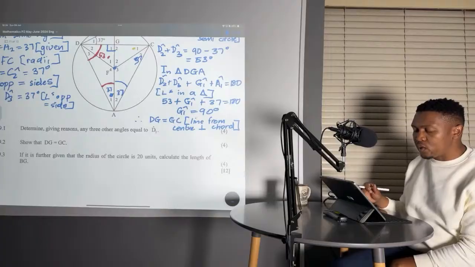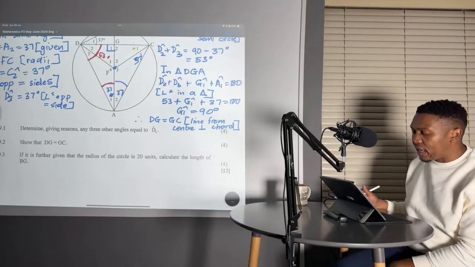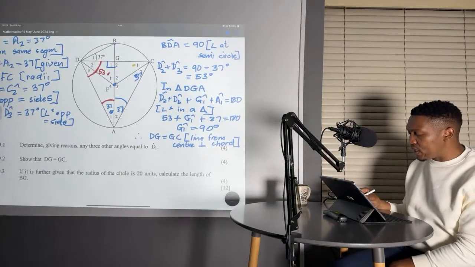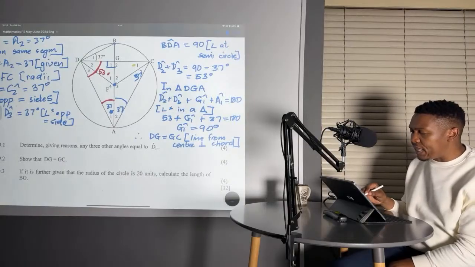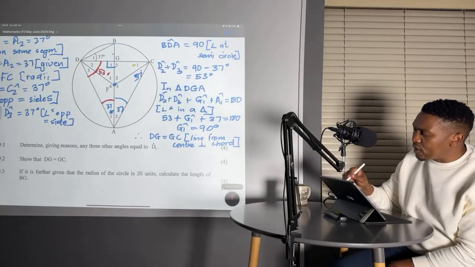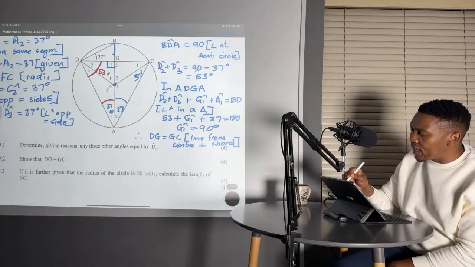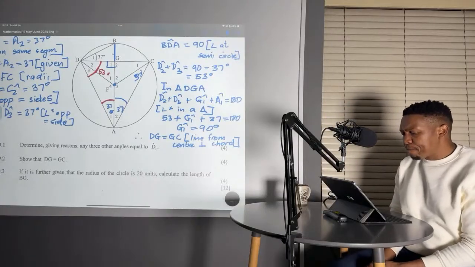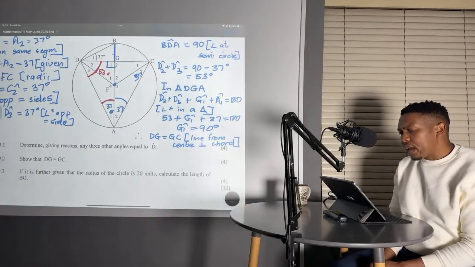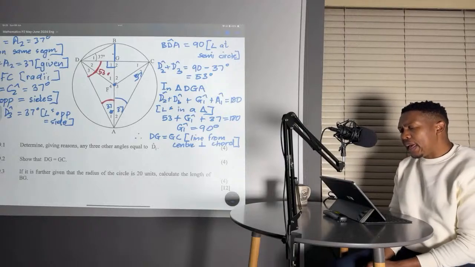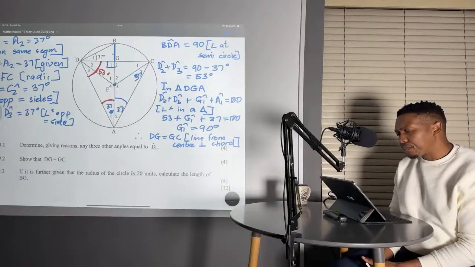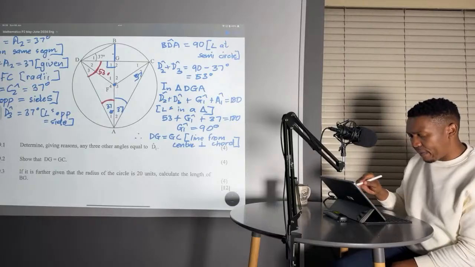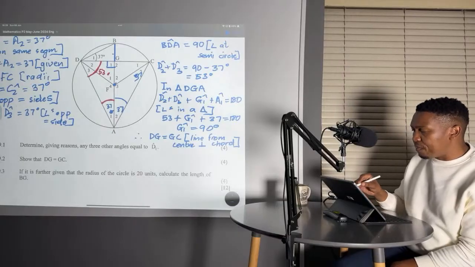Now, let's go for the last one. They say if it is further given that the radius of the circle is 20 units, calculate the length of BG. All right, so what are we looking for? We are looking for this length over here. All right, ladies and gents, let's see. Maybe let me calculate. Let's see. What can I get over there? Calculate the length of BG.